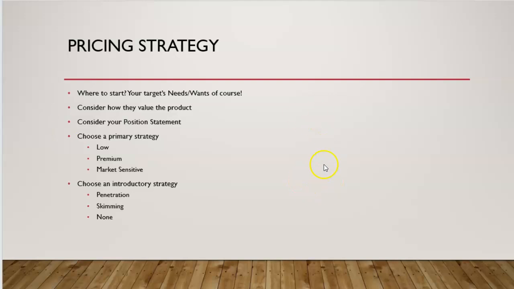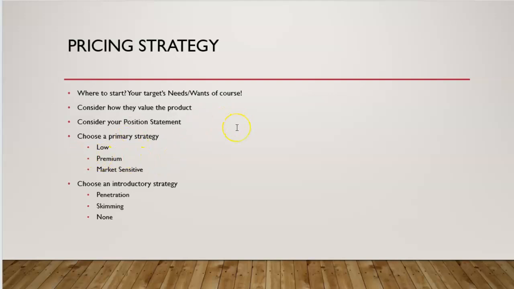So when you think about pricing strategy, we need to start with our target's needs and wants. That's exactly what it comes down to. So you want to consider how they value the product that we have put together. We did that in the last milestone. I want you to consider very clearly your positioning statement that you wrote for the product back in Milestone 2. That really should be reflected in your pricing strategy and how you go about doing it. Because that's where you see your brand in the marketplace.